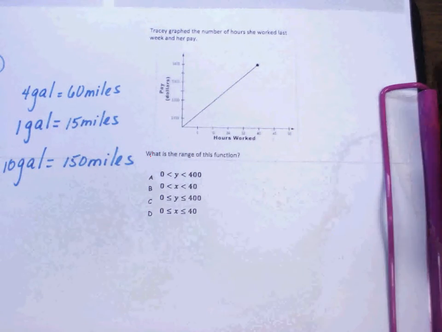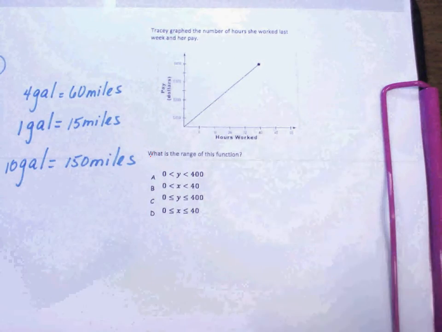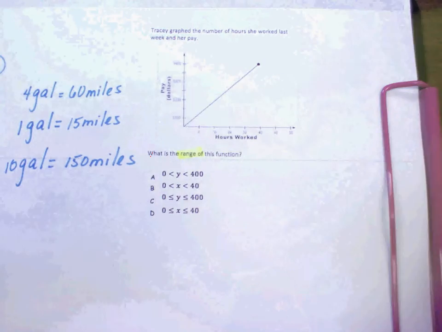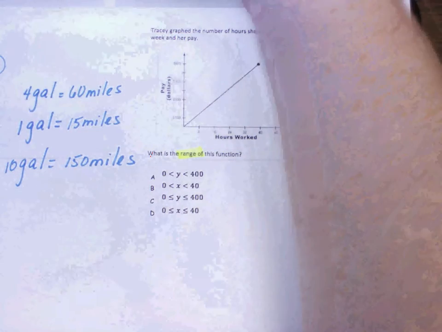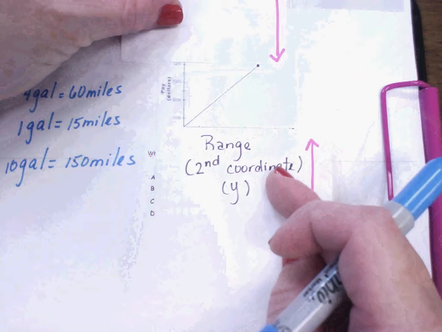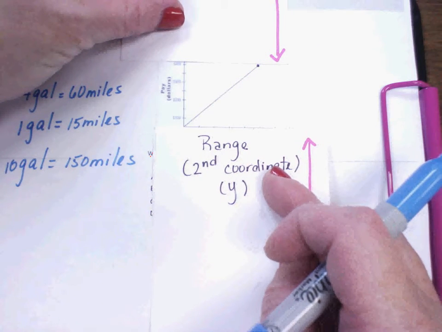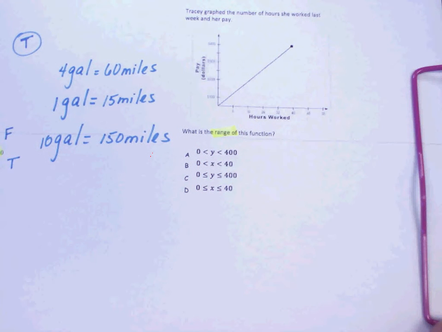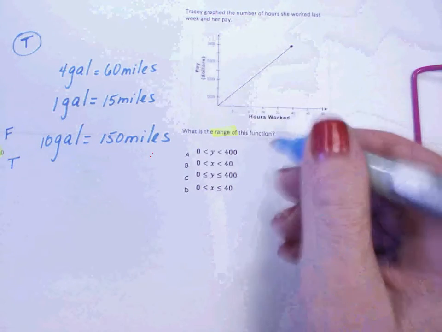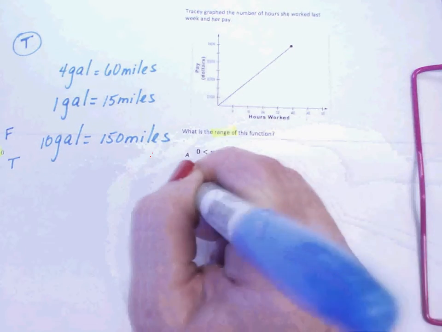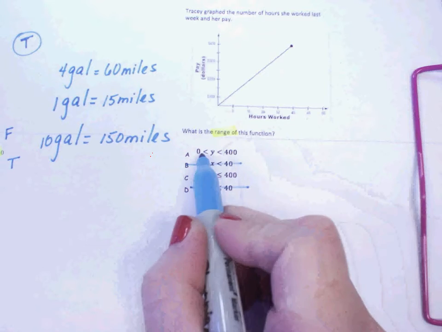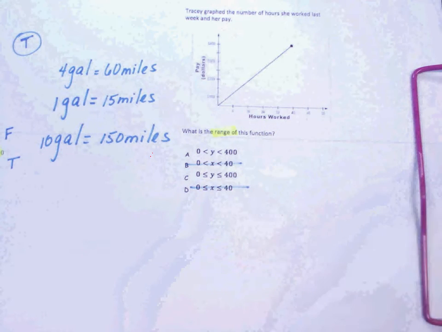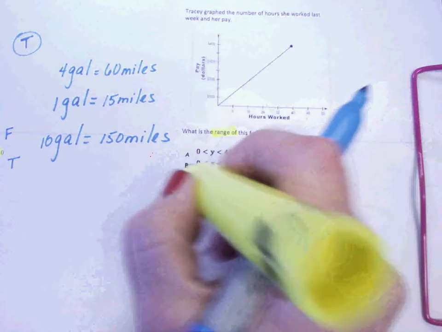Tracy graphed the number of hours she worked last week and her pay. What is the range? So that would be up and down. So it is from 0 all the way to what? To 400. Which two can you eliminate right off the bat? B and D, because they have X's instead of Y's, right? Because your range would be your Y. So I can eliminate B and I can eliminate D. So is it less than or equal to? Less than or equal to. Very good. Let's go to the back.